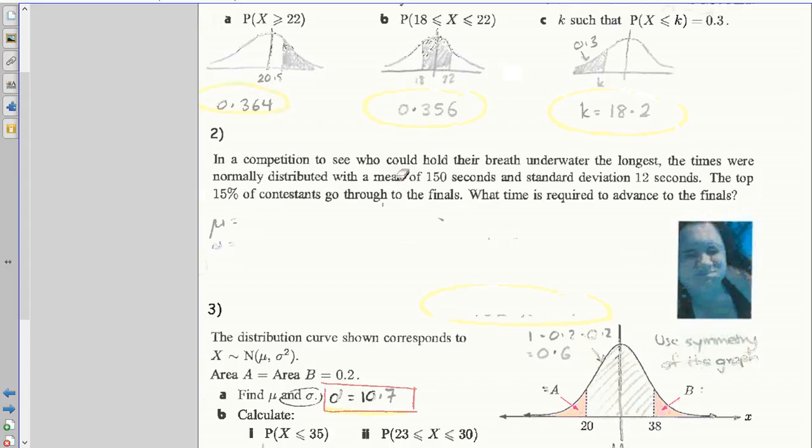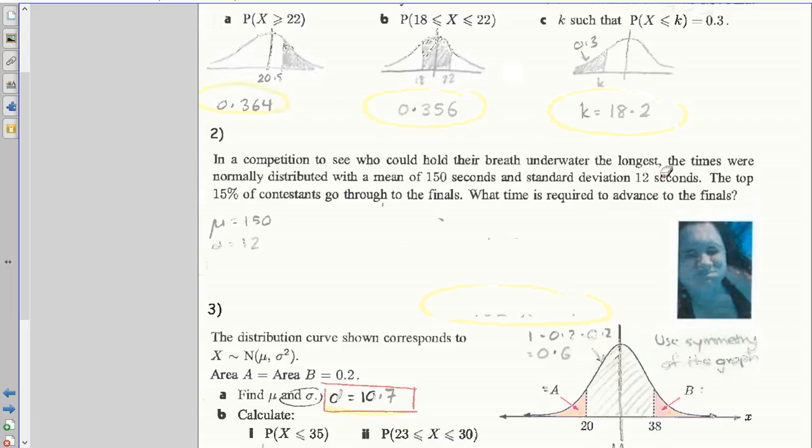Underwater, pulling a face. All right, in a competition to see who could hold their breath underwater the longest, the times were normally distributed with a mean of 150. So write out mu equals 150. And a standard deviation of 12 seconds. And they're both in the same units, which is important. If one was in minutes and one was in seconds, you'd have to convert the minutes ones to seconds. They have to be the same units. But they're both seconds, so we're good.